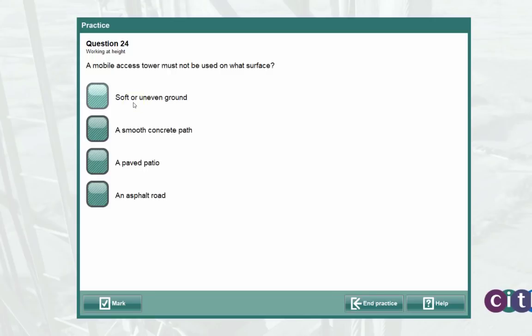A mobile access tower must not be used on what surface? Soft or uneven ground. A smooth concrete path. A paved patio. An asphalt road.